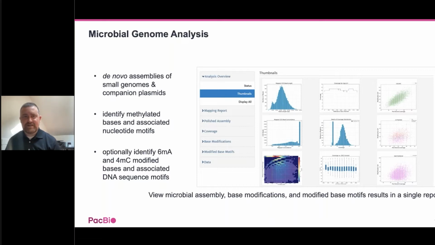This has changed a bit. It used to be 2 modules. Now it's all 1. So you can get your basically de novo assembly of small genomes and companion plasmids, as well as identify the methylated bases and associated nucleotide motifs, and optionally also identify 6mA and 4mC modified bases and associated motifs. And similarly, some of these plots that used to have other types of data, this is all HiFi based now. So notice that the plots have changed a bit.